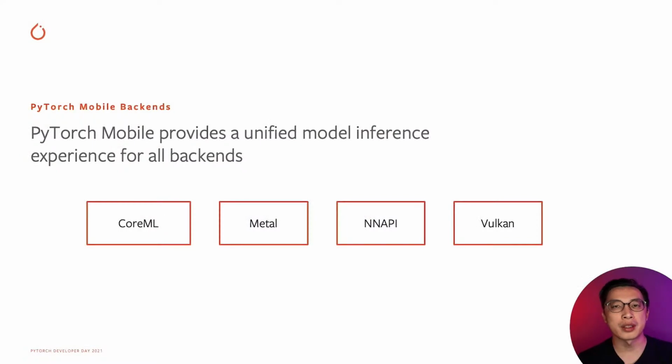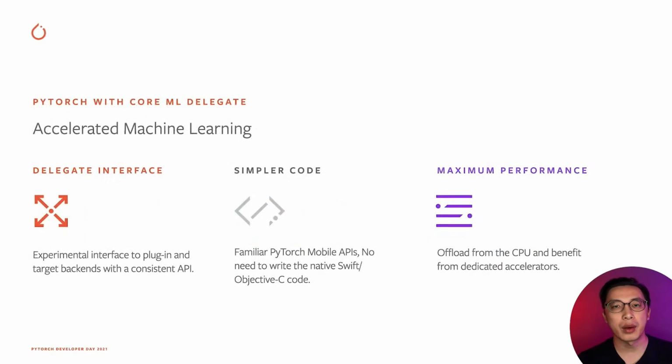PyTorch Mobile provides a unified runtime for computation offload to different backends to improve developer efficiency and performance. On iOS, we support running models on GPU and CoreML. On Android, we support Vulkan and Android NN API. The PyTorch CoreML delegate was introduced in PyTorch 1.10. It can delegate model execution to CoreML framework at runtime on iOS devices.